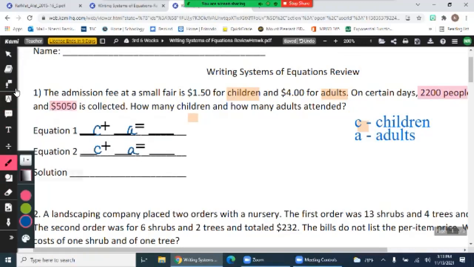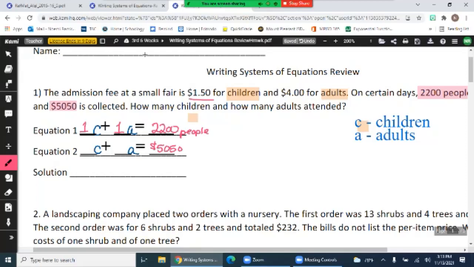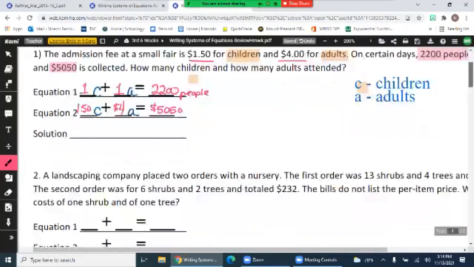Now, people is going to be similar to your items and your objects, so that's going to be 2,200 people. And then 5,050, since that has a dollar sign, that means that your numbers are going to be found within the problem. So 150 for children, $4 for adults. And I'll let you find the solution to that. Those are your two equations though.